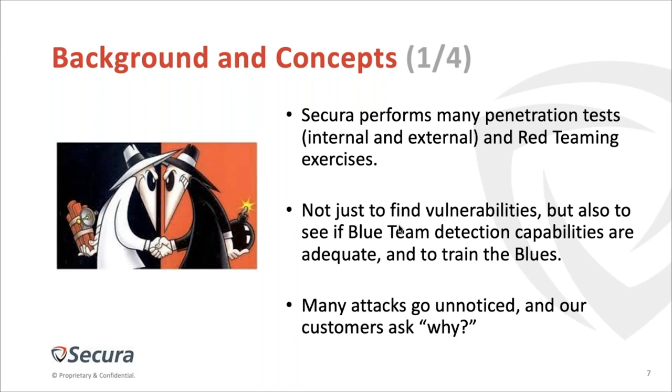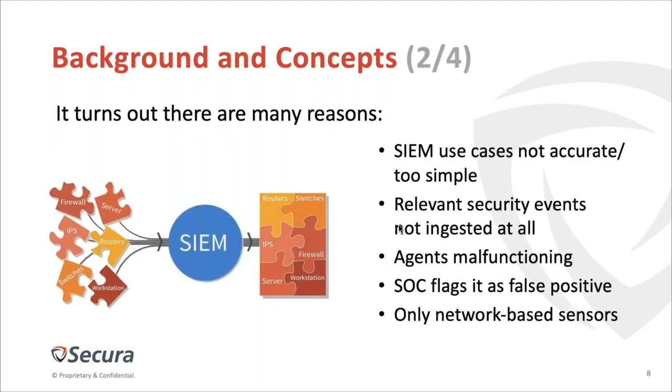And then, of course, the question arises: why? Because they just spent a lot of money on an intrusion detection system that provides input in the form of security events to a SIEM. The firewall logs are also pumped into the SIEM. There's an intrusion prevention system, maybe. The workstations, the endpoints, they all deliver security events to the SIEM, and there are people watching in the SOC, and somehow it still doesn't get detected.